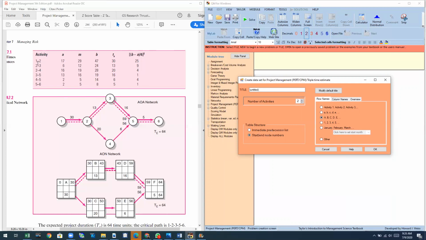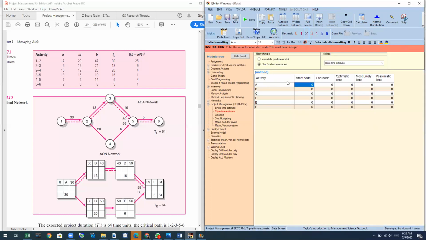The activity is represented on arrow between 1 and 2, 2 and 3, and so on. So we will choose start and end node. Okay, and let's just use A, B, C, D, E, that's fine. How many activities are there? 2, 4, 6, so we have 6 activities. Okay, we click OK.